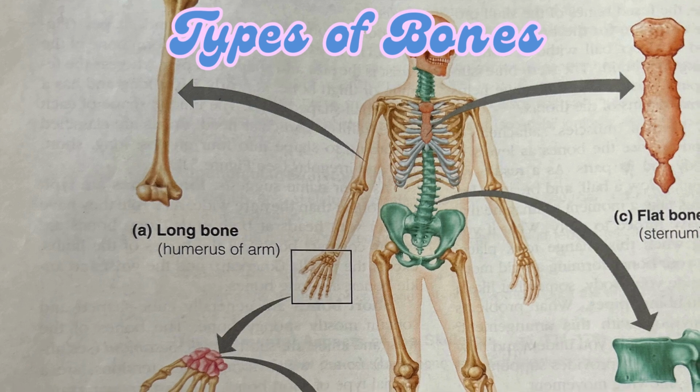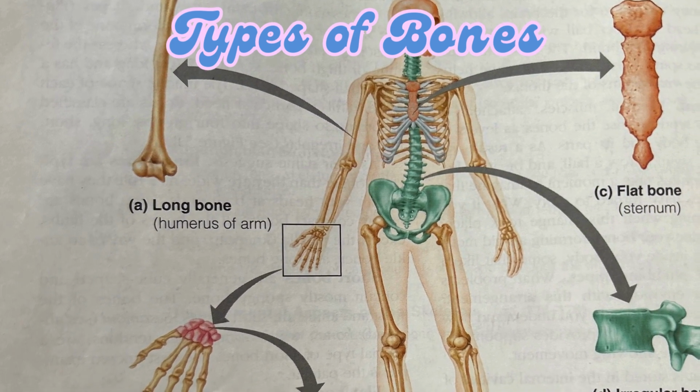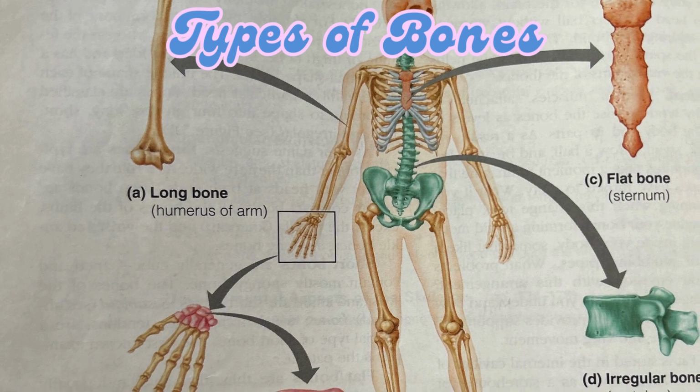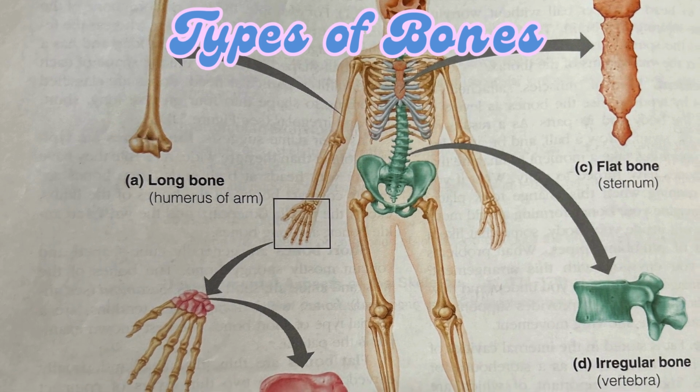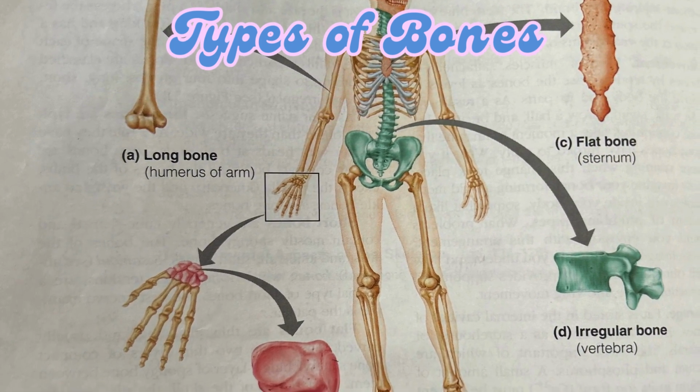Short bones are generally cube-shaped and contain mostly spongy bone. An example would be the carpals or tarsals. Flat bones are thin, flattened, and usually curved. Examples include the skull, ribs, or the sternum.